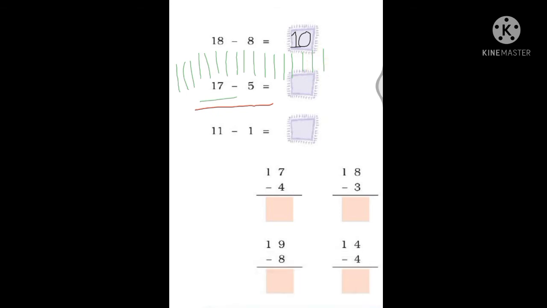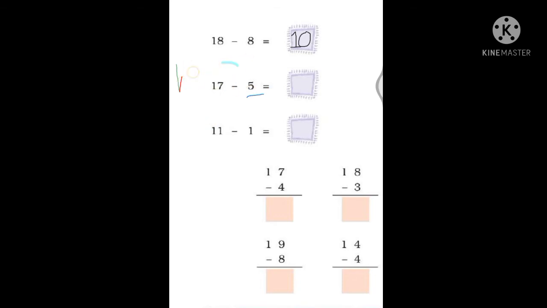Right? Now from the 17, how many we have to subtract? 5. So from these 17 sticks, I will cut 5 sticks. So here I am cutting 1, 2, 3, 4, 5. So I have cut 5 sticks from this 17. Now still how many remaining? Let's count. 1, 2, 3, 4, 5, 6, 7, 8, 9, 10, 11, 12. How many remaining students? 12.